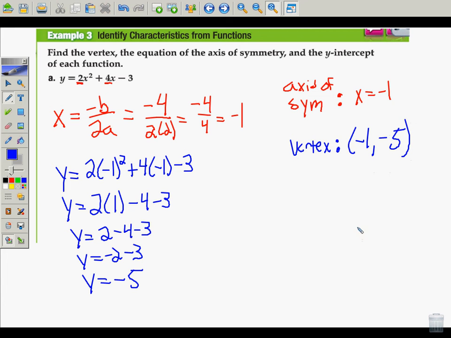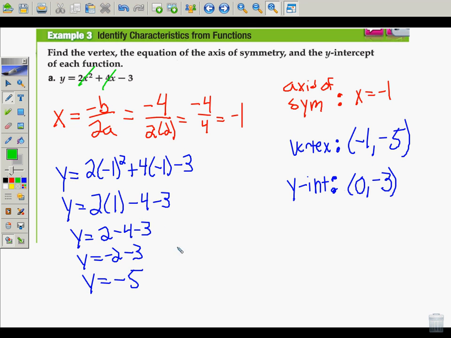And then to find the y-intercept, this is the easiest thing we can do, because we know the y-intercept is just going to be whatever c is. C is negative 3, so we know the y-intercept is 0, negative 3. The reason that works is because if you think about it, if I would plug in 0 for x, 0 times anything is 0, and I'm just left with y equals negative 3. That's why the value of c is always going to be your y-intercept, because plugging in 0 for x makes all the terms with x's go away.